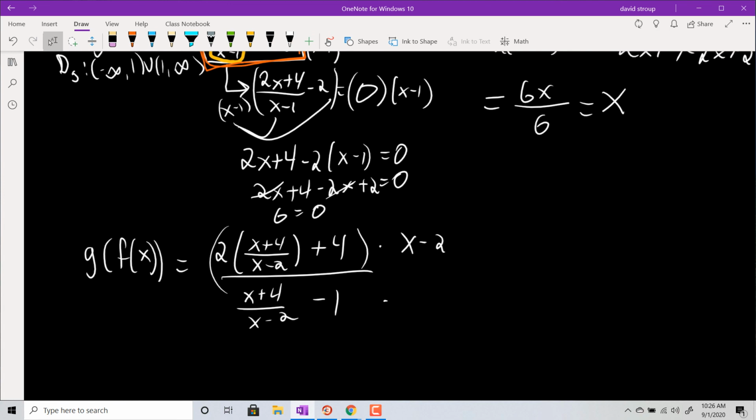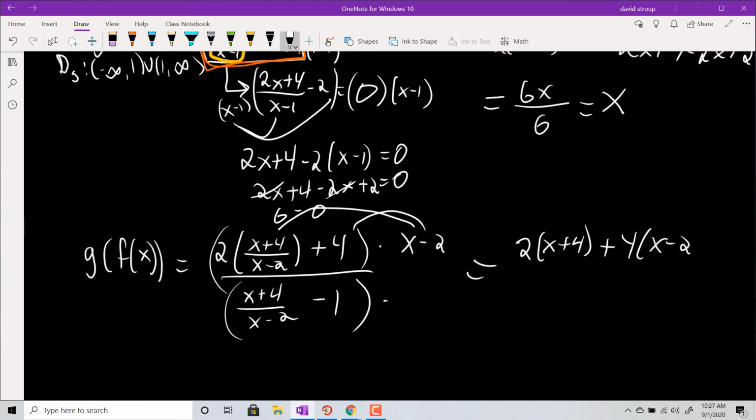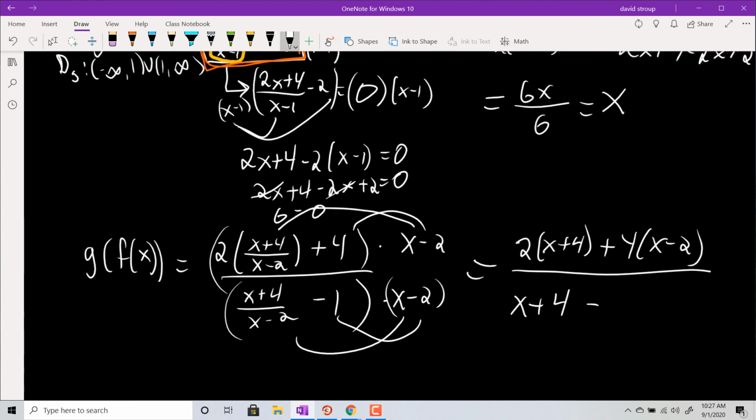Okay. So for the first part, the x minus 2's will cancel, and you'll have the 2 still there. So it'd be 2 times x plus 4. And then plus 4 times x minus 2. Downstairs, when I multiply by x minus 2, in the first distribution, the x minus 2's cancel, leaving you with x plus 4. And then the second distribution, minus x minus 2.